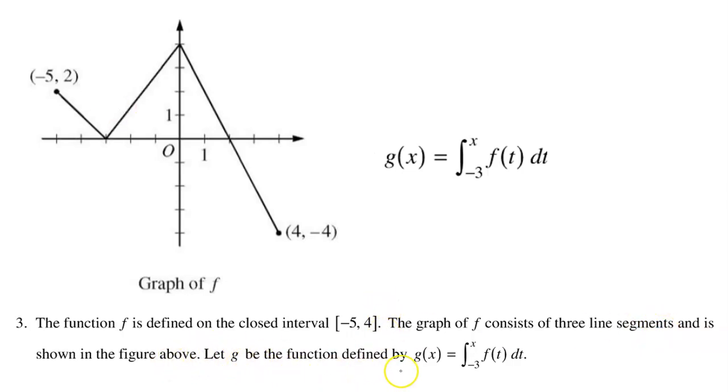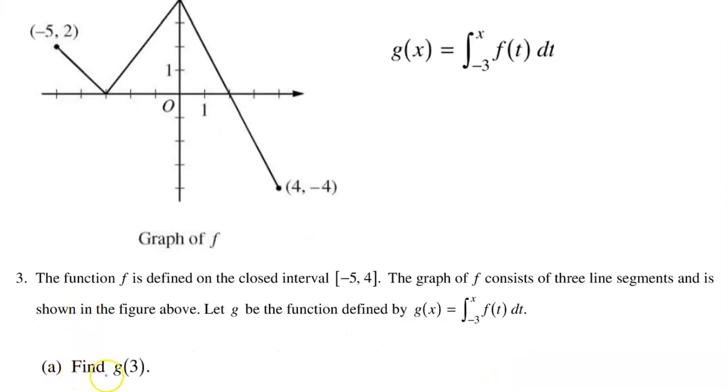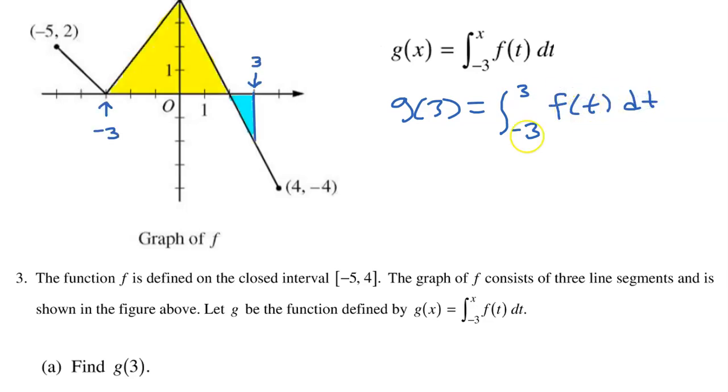Let g be the function defined by g of x equals the integral from -3 to x of f of t dt. Part A, find g at 3. Well, g at 3 just means we will plug in 3 for x and evaluate. So we have the integral from -3 to +3 of f of t dt.